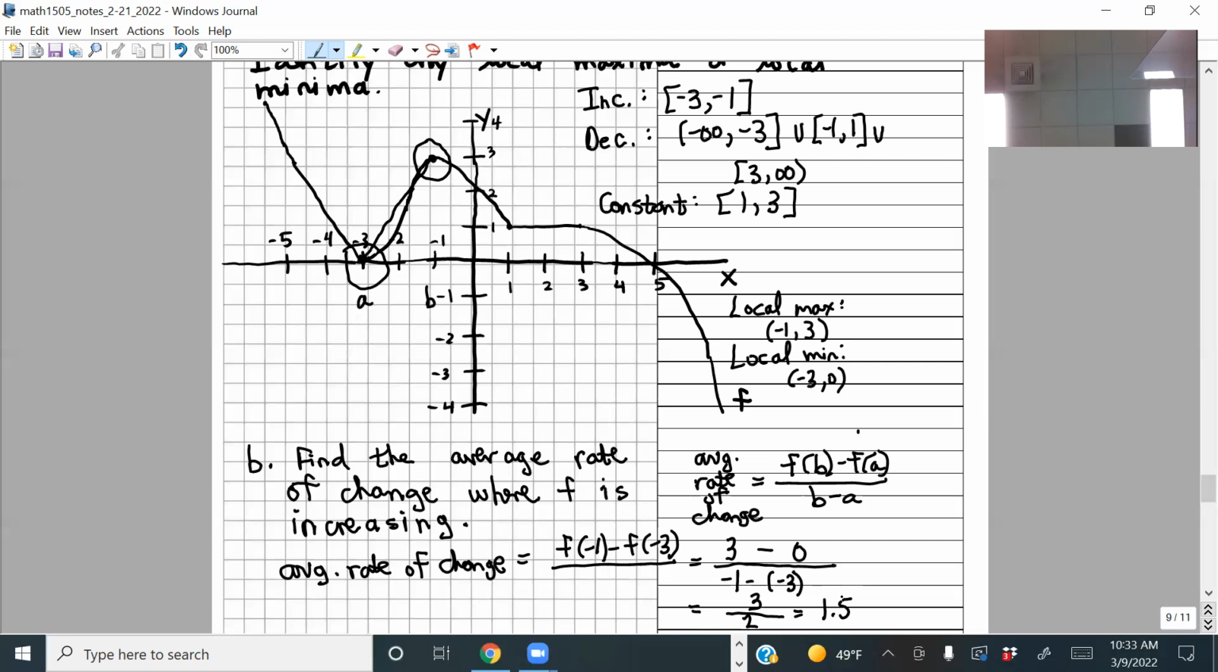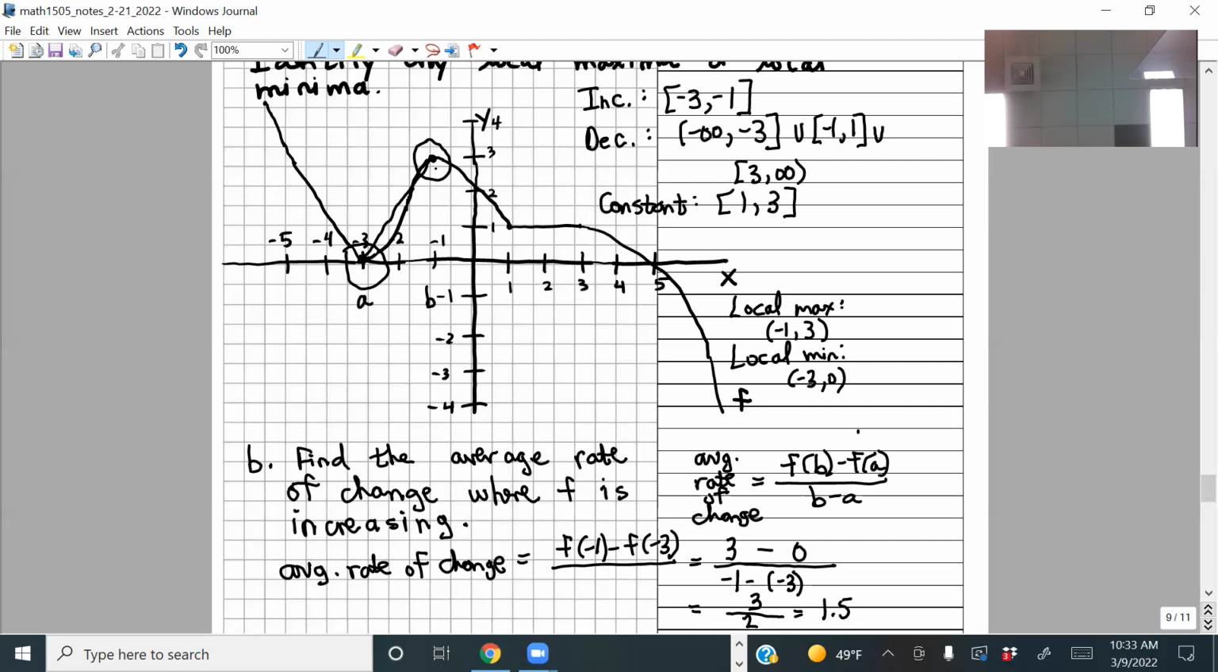We know this had to come out positive because we can see the function is increasing here. The slope of this line has got to be positive. So if you came out with a negative value, that's immediately a check for you that something has gone wrong. By the way, what's the name for that line that connects 2 points on a curve? That's a secant line, right? So 1.5 is the slope of this secant line.